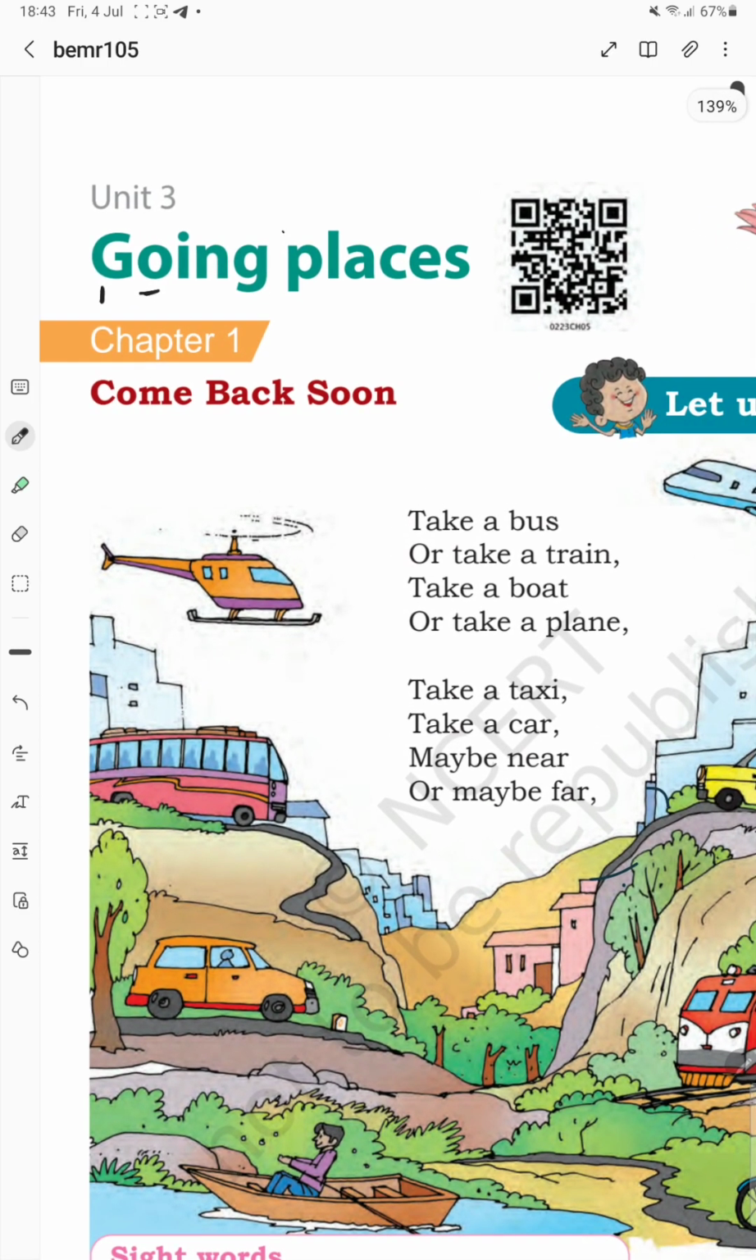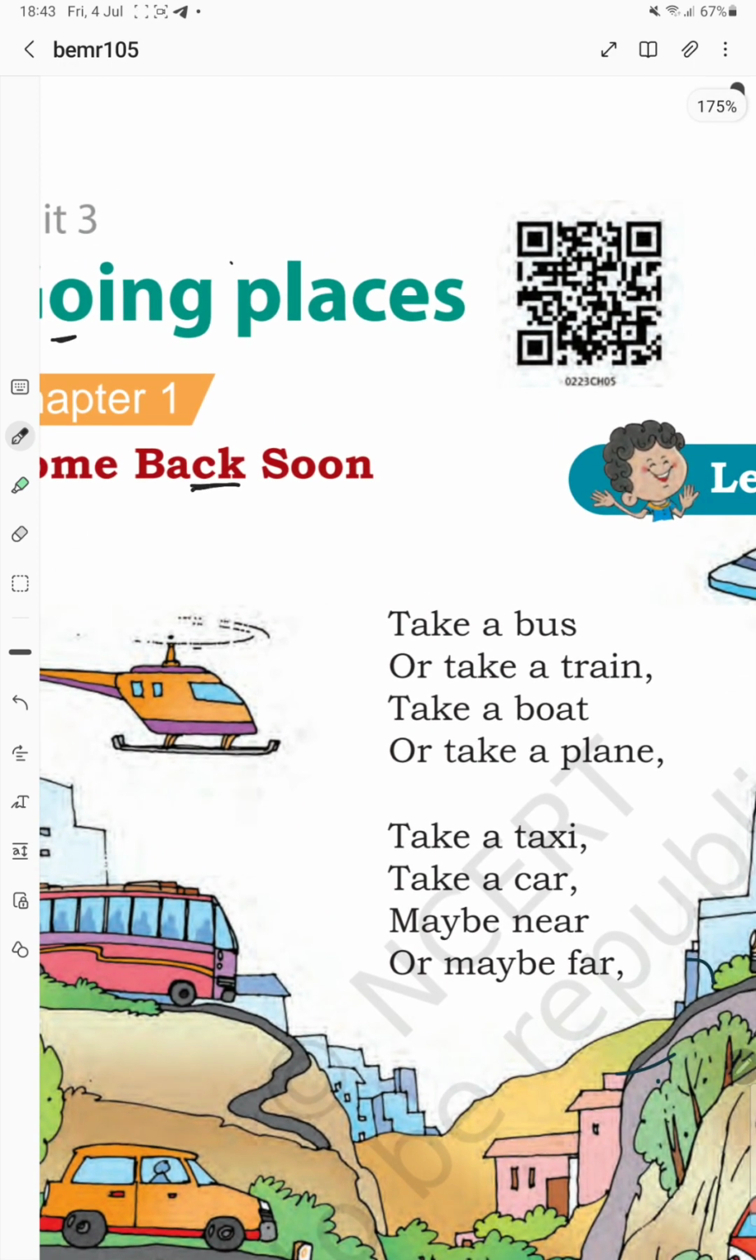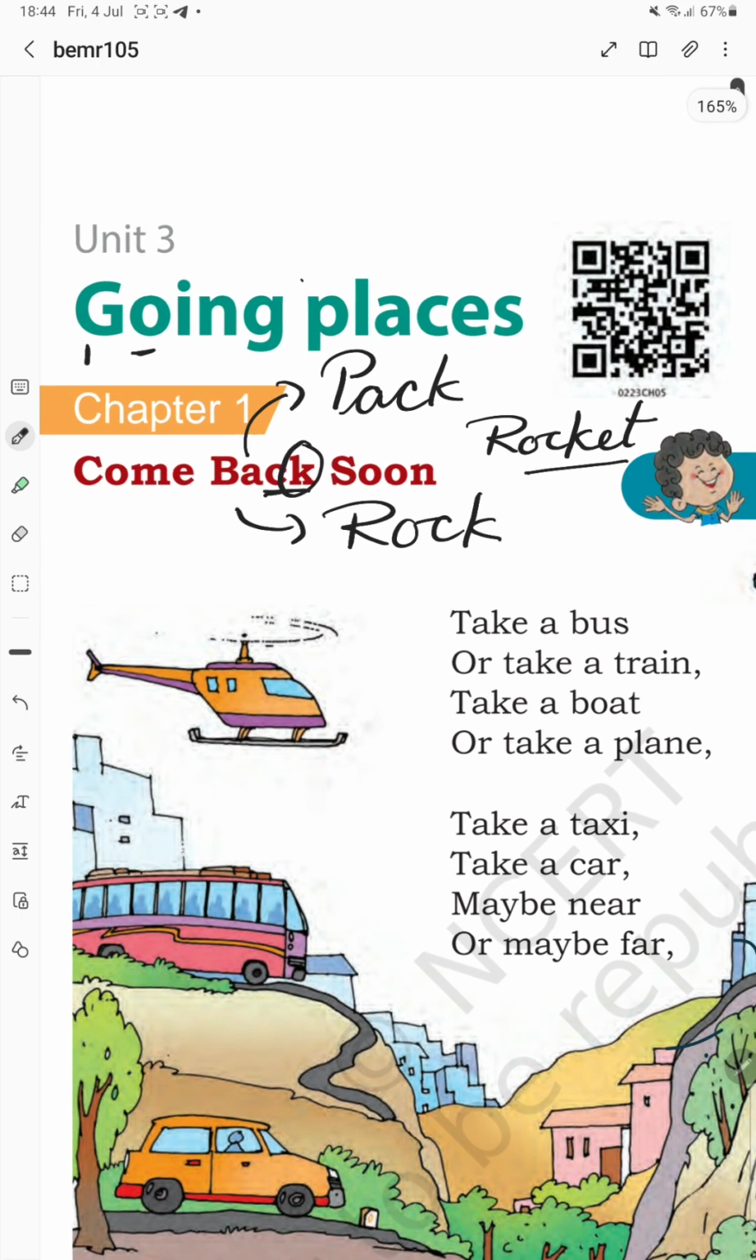In the next line, come back soon, although a student can read these simple words without any help of phonic sound, they still need to remember some basic rules, like whenever c and k come together, the sound of k will be dominant, just like in the words pack, back, rock, rocket. So here the sound of k will be dominant.